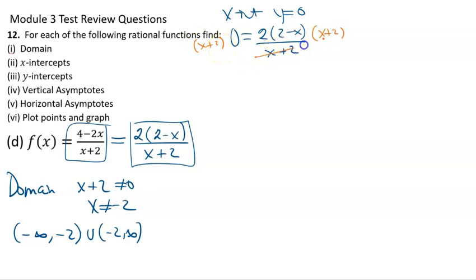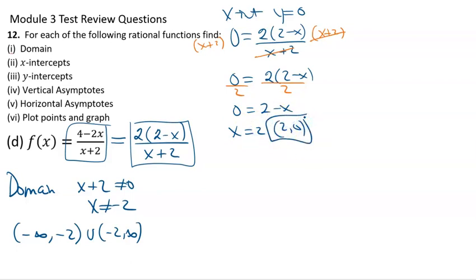First of all, you got to get rid of that variable in the denominator, so I multiplied both sides by x plus 2, and that's going to give me 0 on the left still, and 2 times 2 minus x on the right. Now I've got to get rid of this 2 right here, so I'm going to divide both sides by 2. So it's going to give me 0 equals 2 minus x, and I'm going to add the x over to get x equals 2. In point form, that's the point (2, 0), my x-intercept.